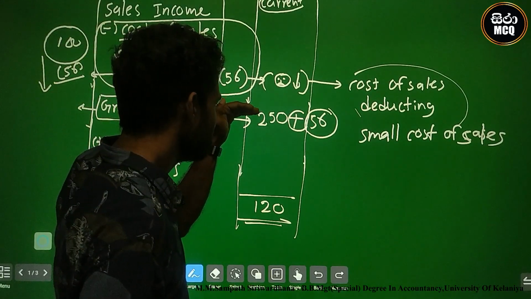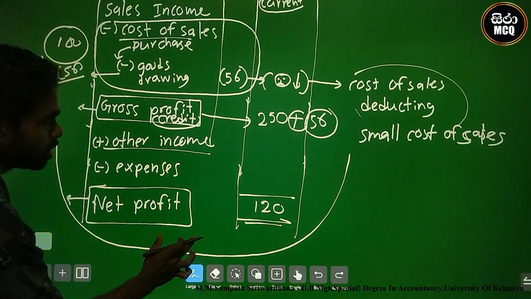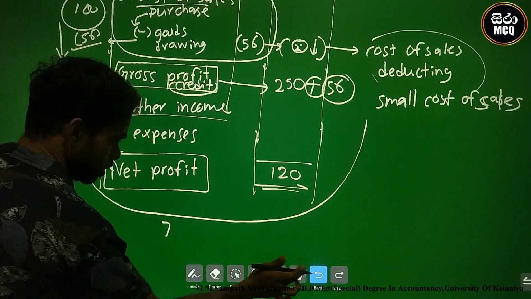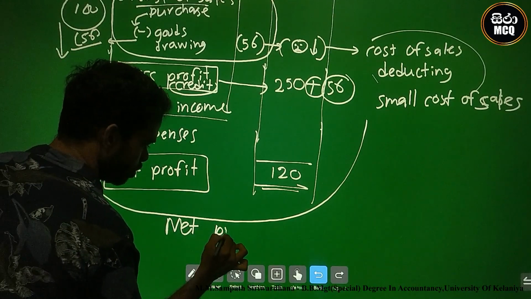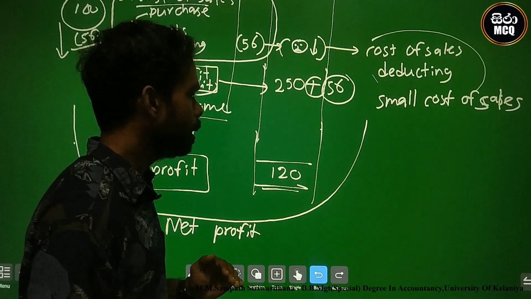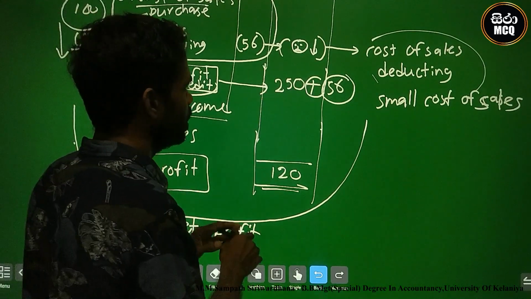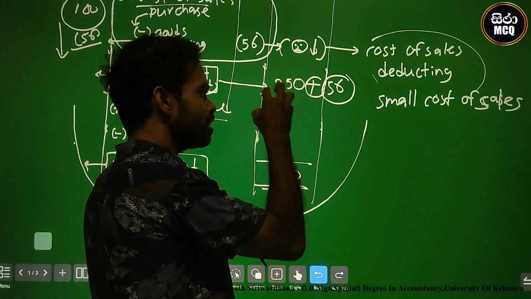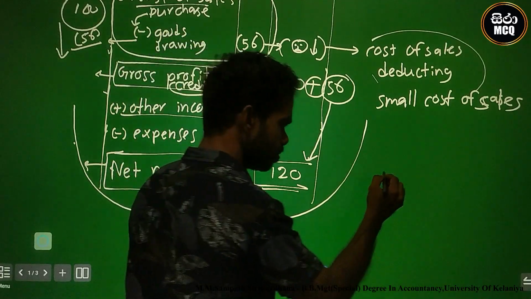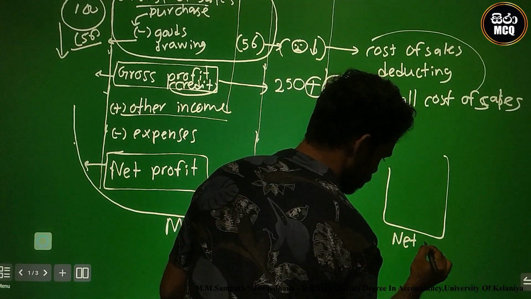There is a gross profit, and net profit. There is a gross profit, no? So, net profit. Finally, the net profit is calculated using gross profit. At this time, there is an impact to gross profit. Automatically this one is impact to net profit. Why? Look here, this is the net profit. Sorry, this is the net profit.